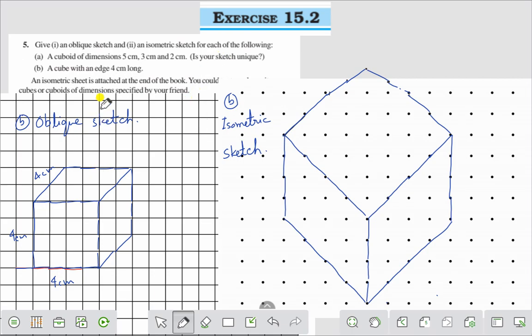Yes, in isometric form the sketch is unique, but in oblique sketch it is not unique, right? But the isometric sketch is better than the oblique sketch, right? Because here you see we have taken 4 centimeter, but this is not exactly 4 centimeter. But if we take this 4 unit, 1 2 3 4, it is exactly 4 unit. This is also exactly 4 unit. That means in isometric sketch we get a better figure than in oblique sketch.